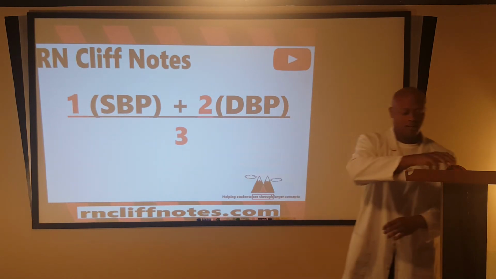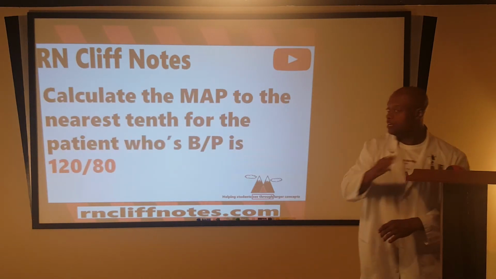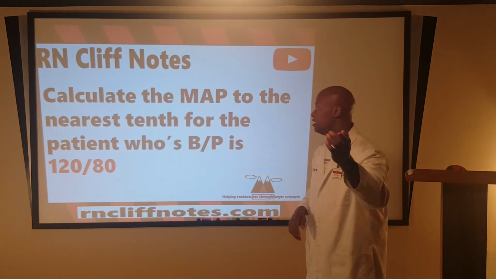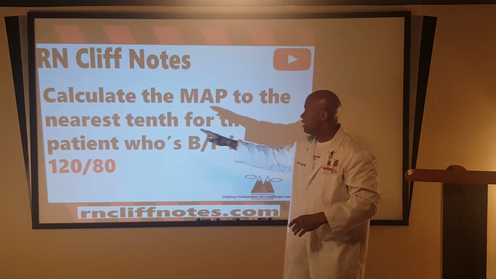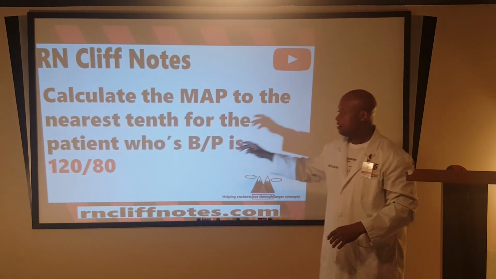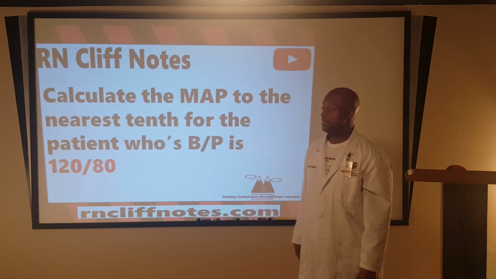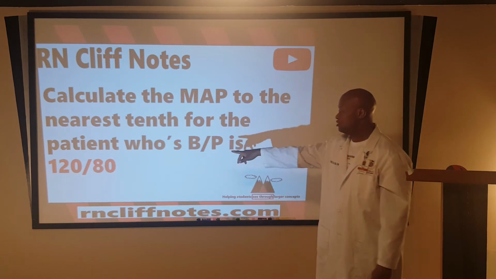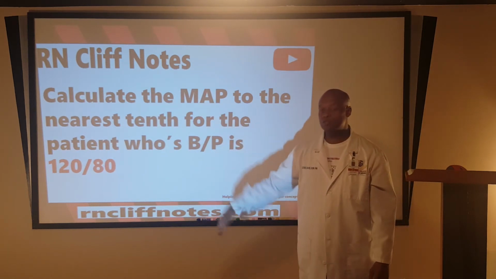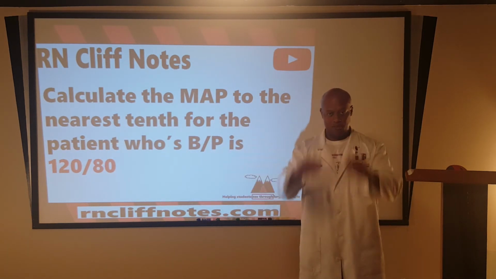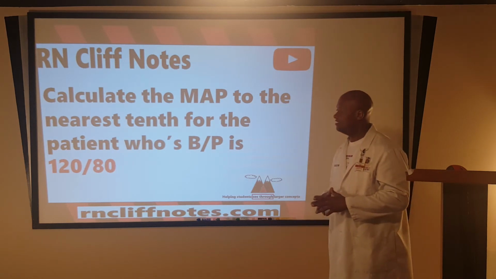So, all right, let's see it in action. Your turn. We're going to have you calculate the MAP. Now, we're going to do this to the nearest tenth, the nearest tenths place, right? For patients whose blood pressure is 120 over 80. So, go for it. All right?